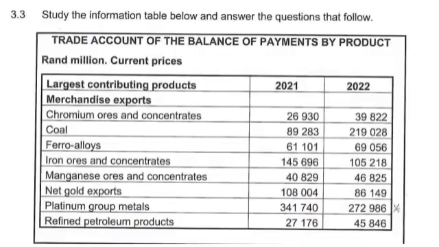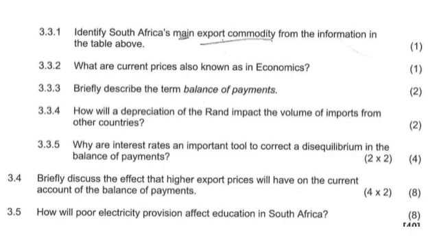It focuses more on the balance of payment. It's the 3.3, and it has the case study, and it says study the information table below and answer the questions that follow. It says trade account of the balance of payment by product. It's in millions of rands and in current prices. We're looking at large contribution product and merchandise exports. They're showing us our merchandise there: chromium ores, coal, ferroalloys, iron, manganese, and so forth.